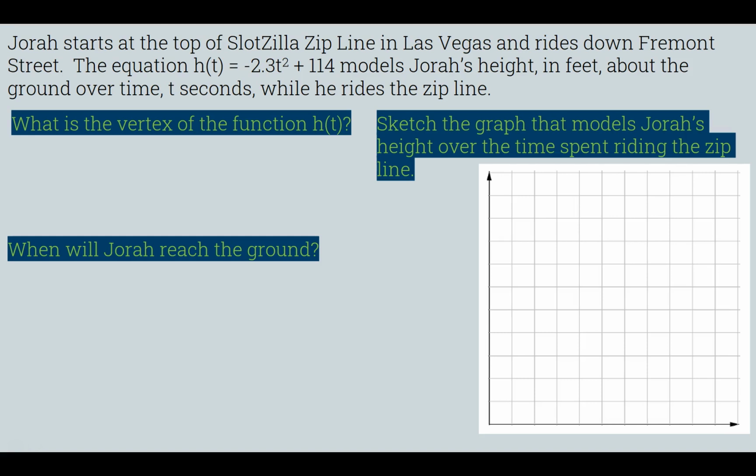Okay, ready? What is our new equation? It is -2.3 t squared plus 114. What's different about this equation? It has a decimal. What else? It's negative, okay. It has no C. It has no B. It's missing something. Do we agree it's missing the B value?